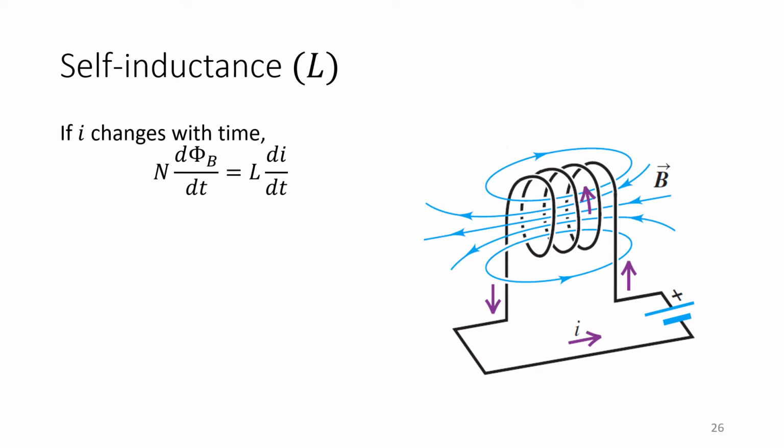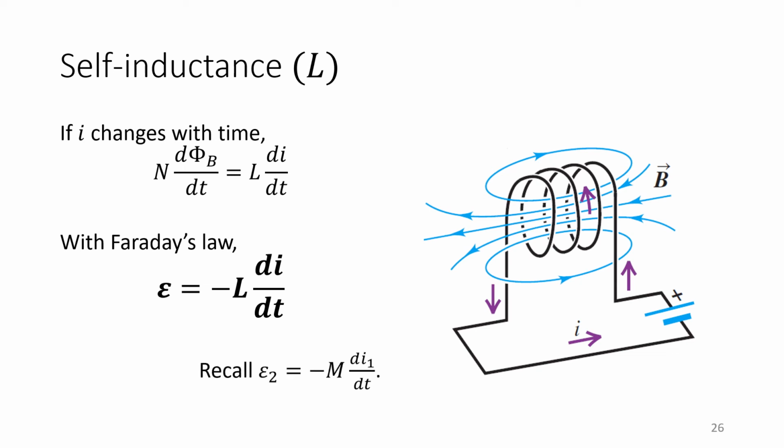No changing of geometry. With Faraday's law for induced EMFs, we have an equation for it. It's basically E equals negative L di over dt. The negative sign arises from the fact that any induced EMF acts to oppose the change, which is basically Lenz's law in action. Again, notice its similarity to EMFs induced by pairs of coils and mutual inductance.